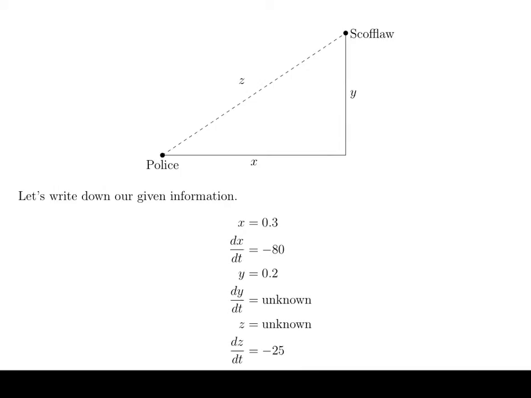We're told that y is equal to negative 0.2. That's the distance between the scofflaw and the intersection. We don't know dy/dt. We also don't know z. But we do know dz/dt, the rate of change of the distance between the two cars. That's the thing that was measured by the radar gun. That's negative 25. Again, we have to have the correct sign in there. The reason it's negative is because the distance between the two cars is getting smaller.